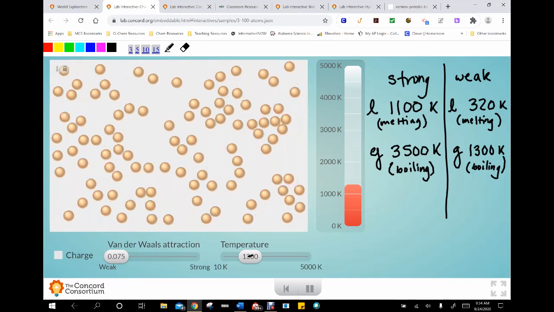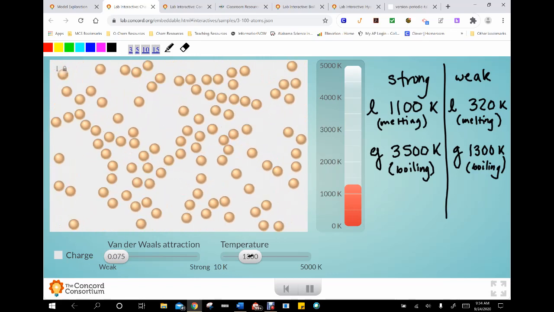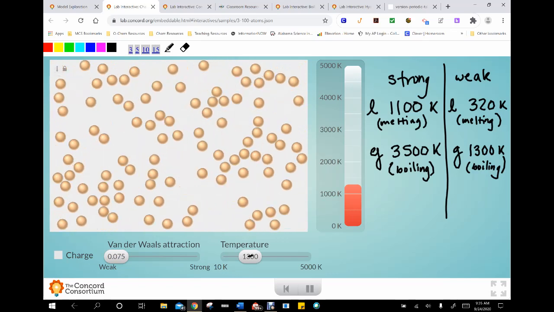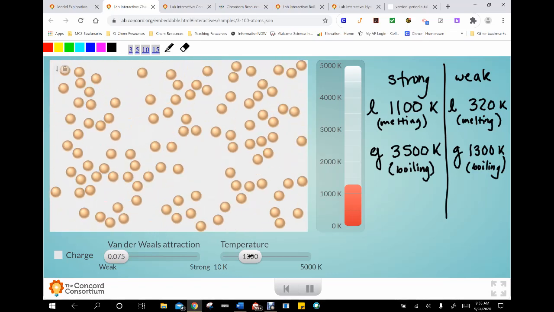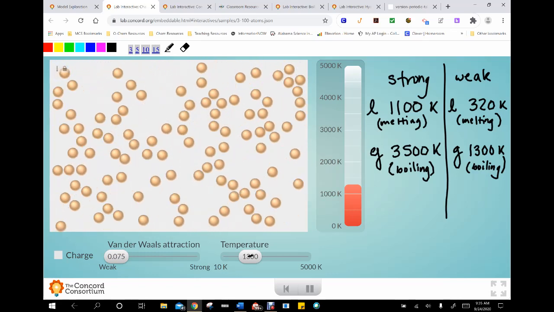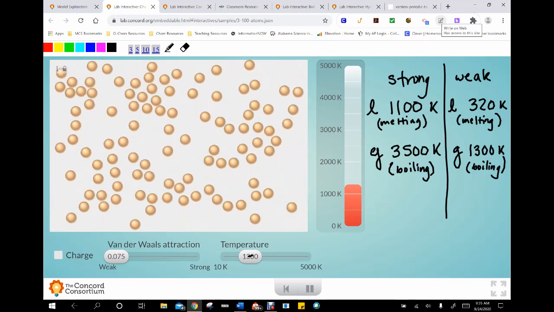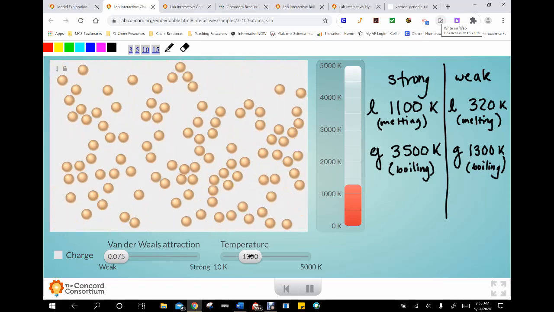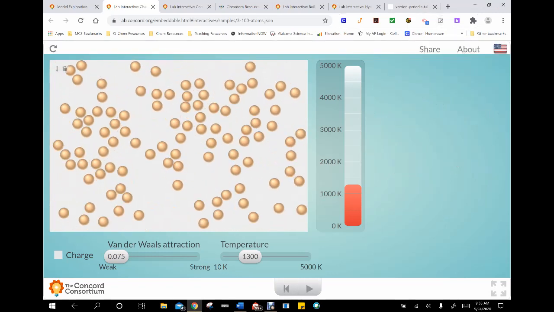So the pattern is that the stronger the forces, the more difficult it is to melt or boil the substance. The more difficult that change, the more energy you're going to have to apply to overcome the forces. What that does is result in a higher melting point and a higher boiling point. On the other hand, when the forces are weak, it doesn't take as much energy because there aren't as many forces to overcome. So weaker forces result in lower melting points and lower boiling points. So let's add this to our notes.